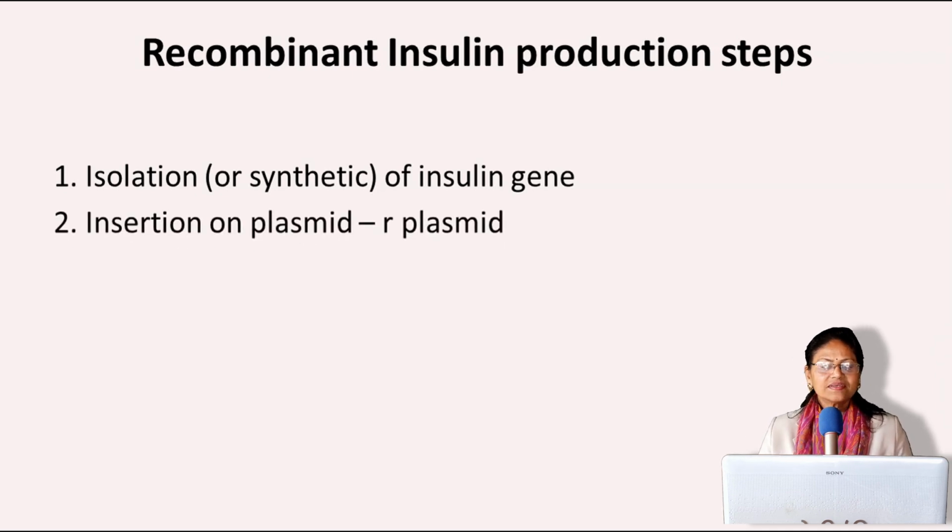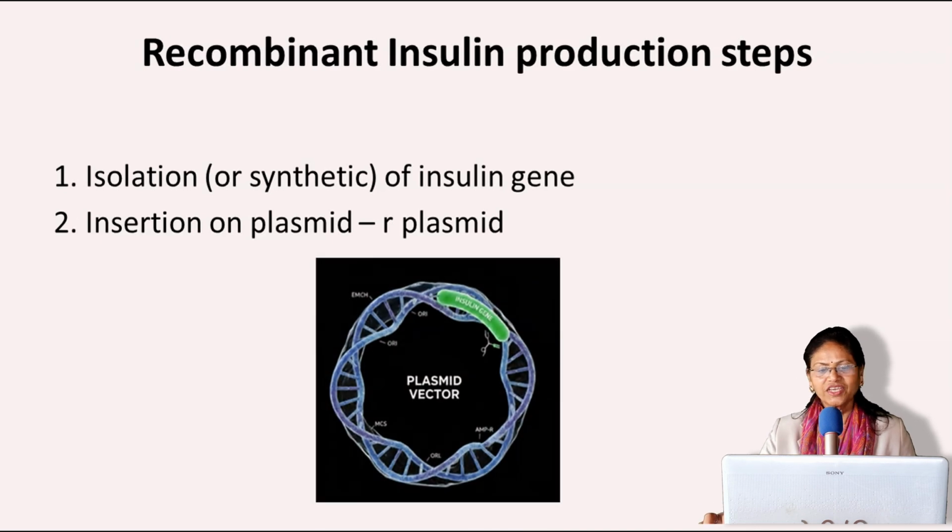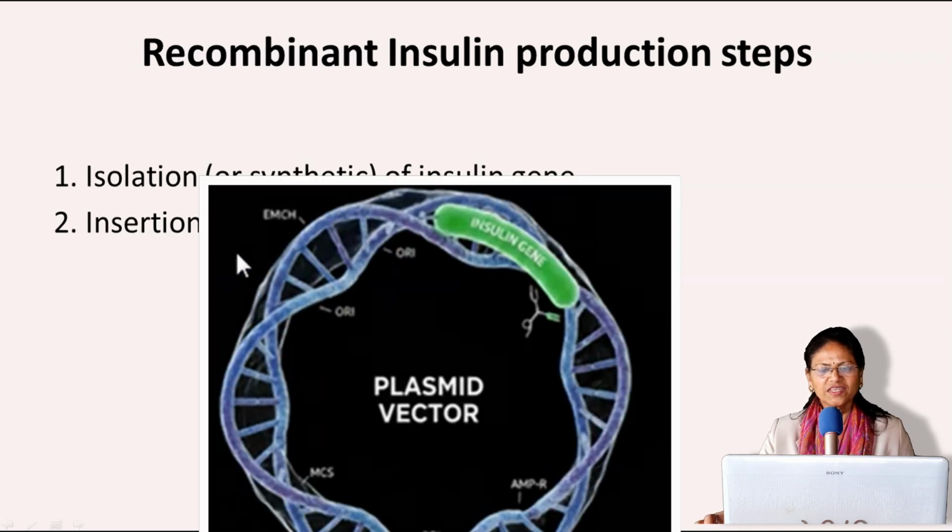The next step is insertion of that gene into a vector, because directly this gene cannot go into the microorganism. So first we need a vector, and here a plasmid vector is taken. Here you can see the picture. This is a very crude, very raw diagram. Here you can see the double-stranded circular plasmid vector, which is very commonly present in bacteria. This green color is showing the insulin gene, so just the location of the insulin gene is shown here. You can call this the recombinant plasmid.